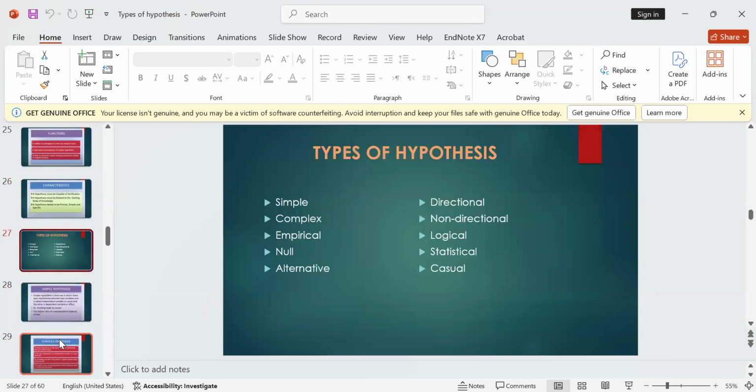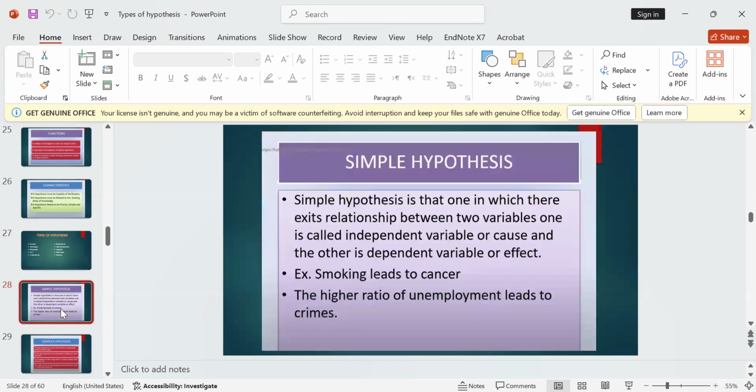Types of hypothesis. It can be simple, complex, empirical, null and alternative, directional, non-directional, logical, statistical, or causal. Simple hypothesis. Simple hypothesis is that one in which there exists a relationship between two variables. One is called the independent variable or cause, and the other is the dependent variable or effect. For example, smoking leads to cancer. The high ratio of unemployment leads to crimes.